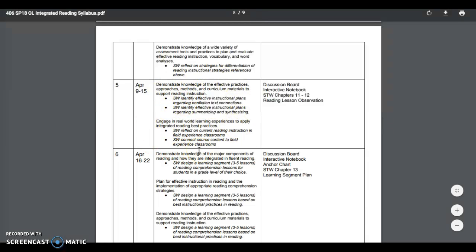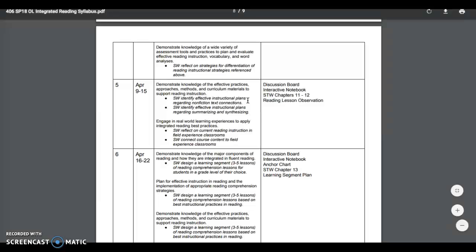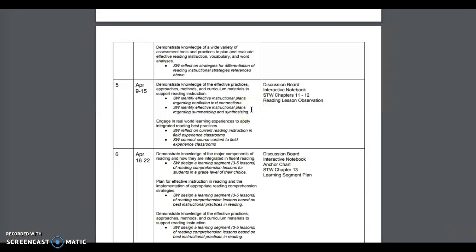you're going to see that we don't have as many as we've had in the previous weeks, but you're going to be looking at identifying effective instructional plans regarding nonfiction text connections and summarizing and synthesizing. You're also going to be reflecting on current reading instruction in a field experience classroom and connect that to what we're talking about in the course.